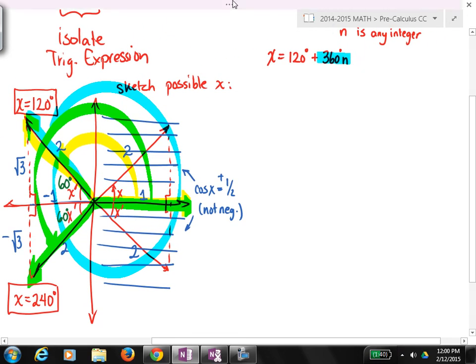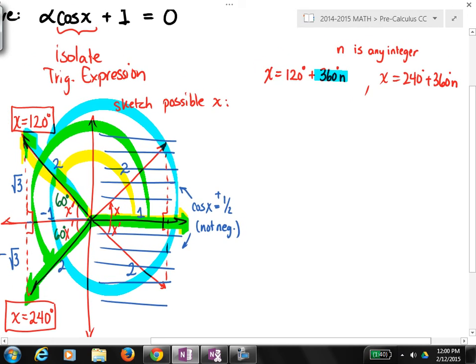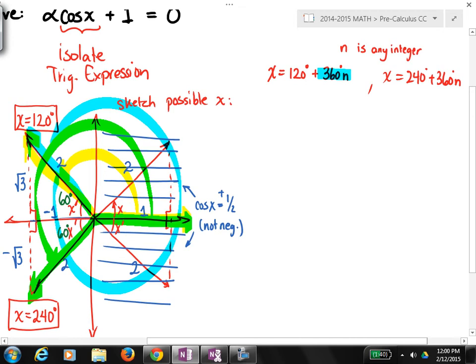Now let's go ahead and give the other one as well. We could say x is also equal to 240 degrees plus the 360 times n. And again, n is any integer. If they ask you for the answers in radians, let's go ahead and convert our answers to radians.